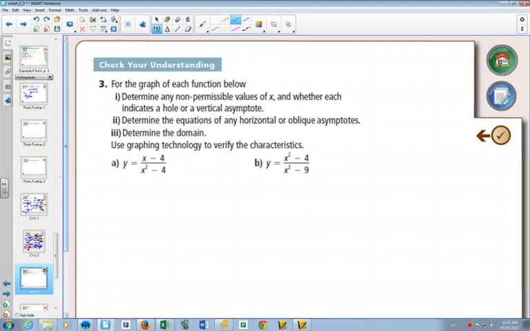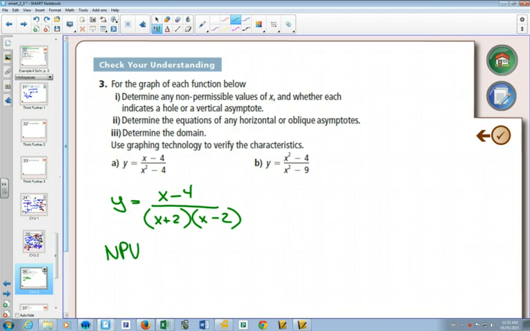We always start by factoring, because that's going to tell us non-permissible values and help us with a bunch of things. Notice in A, the bottom can factor, it's a difference of squares, x plus 2, x minus 2. So what are our non-permissible values? X can equal negative 2, and x can equal 2. Since none of them cancel out, those will all be asymptotes.